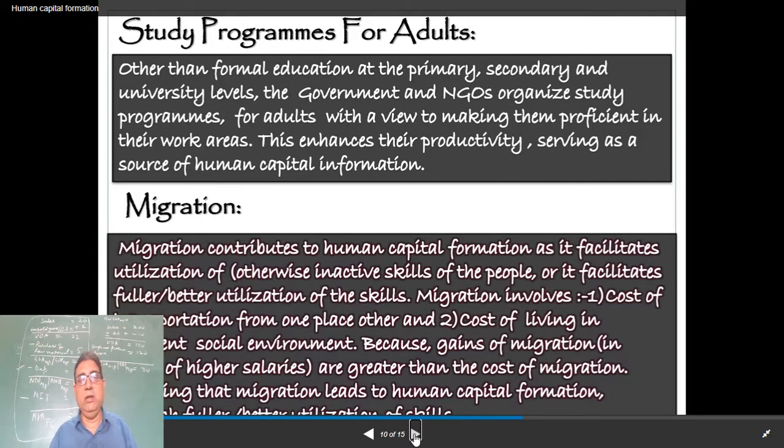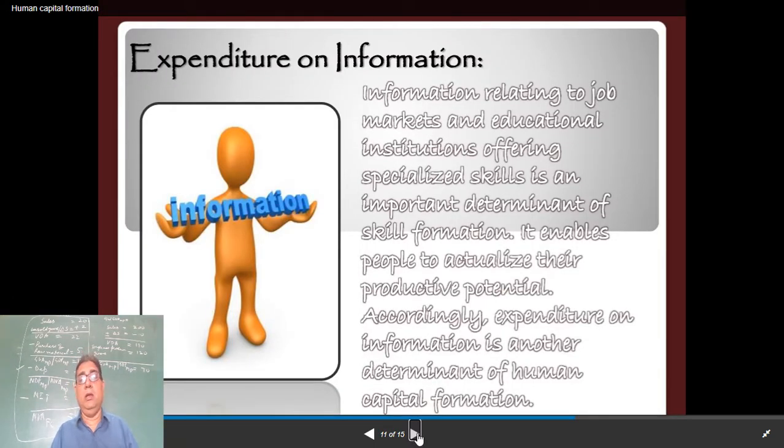Then we have migration. Migration also contributes to human capital formation, as it facilitates fuller and better utilization of otherwise inactive skills of the people. Migration involves the cost of transportation from one place to another and the cost of living in a different social environment, but the gains of migration in terms of higher salaries are greater than the cost, implying that migration leads to human capital formation, and we can utilize the human capital resource completely. So that is also very important, right?